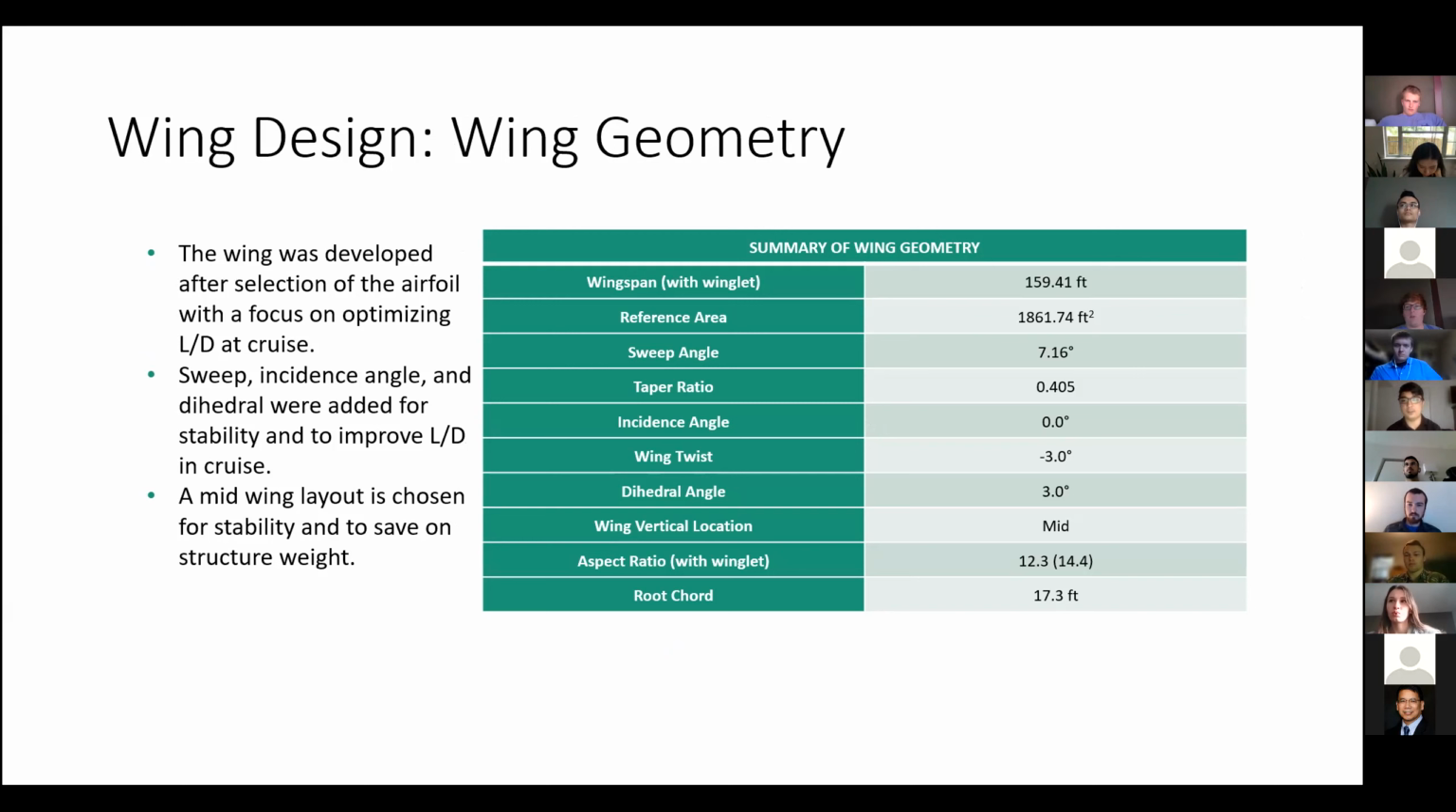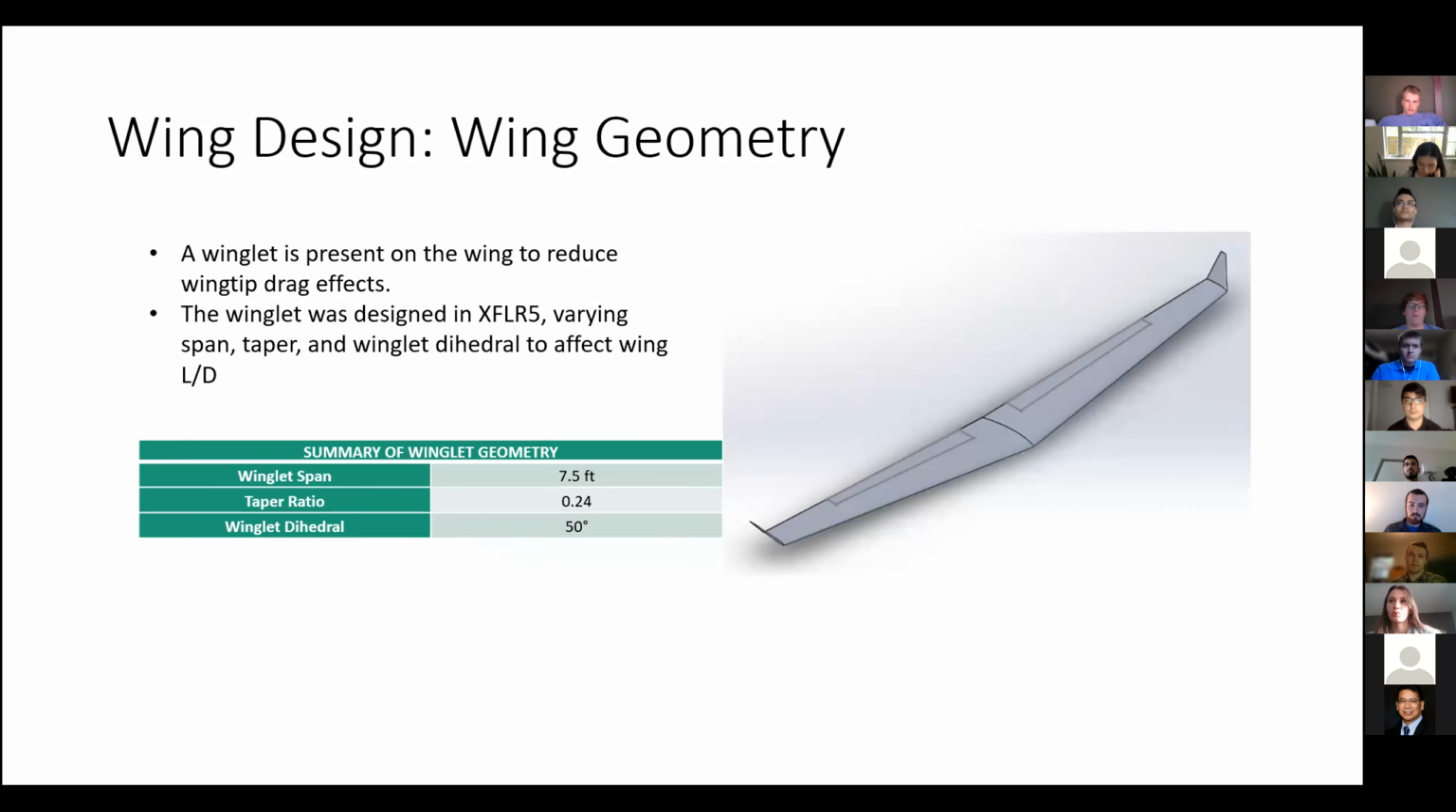Most importantly, it has a reference area of 1861.74 square feet, and it has a 3-degree dihedral with a root chord of 17.3. To help increase the wing's performance, we gave it winglets. The winglets were designed in XFOIL, where we varied several different parameters until we were happy. The winglet is 7.5 feet with a taper ratio of 0.24, and it's canted 50 degrees from the horizontal.